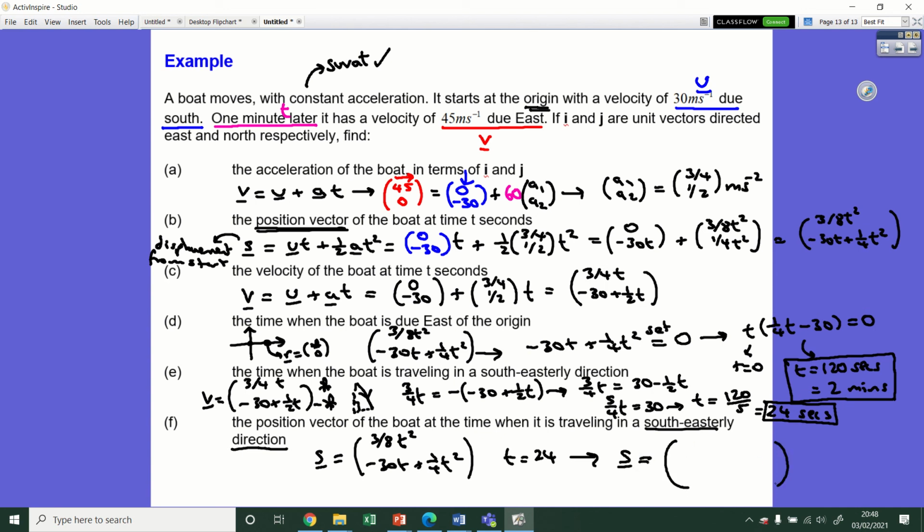Okay, sorry for wasting a little bit of time there, but we're just about done. So 3/8 times 24 squared is 216. And then 24 into the bottom gives us minus 576. Okay, that's our position, and we're done.